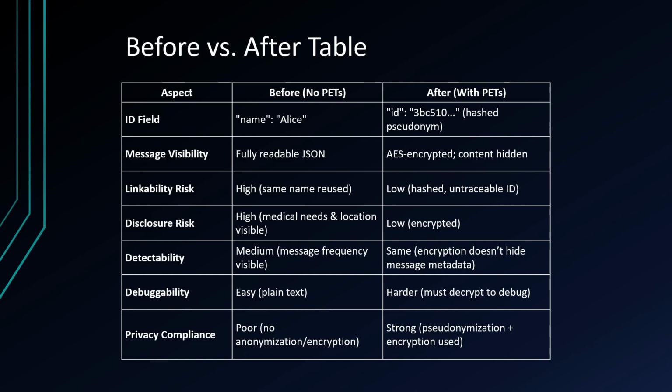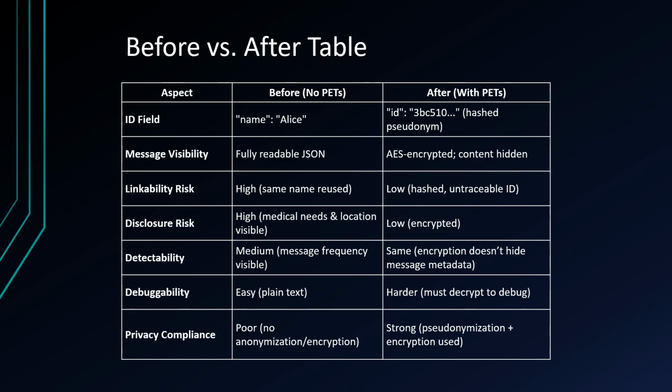So focusing on privacy compliance, we can see it's completely poor, because it offers no anonymization or encryption. But after we use AES and pseudonymization, the privacy compliance is very strong, because it offers anonymization and complete privacy for the user. So this is the before and after table, focusing on the privacy impact.